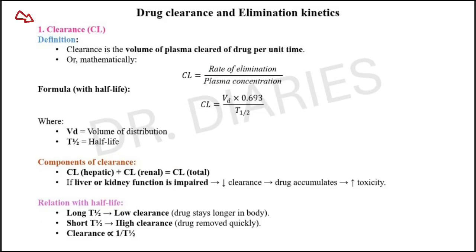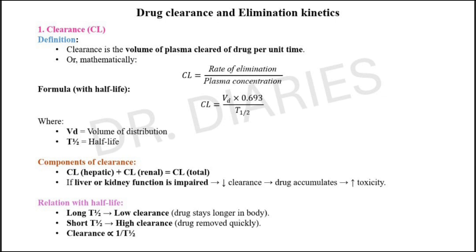Drug clearance and elimination kinetics. Clearance, Cl. Definition: clearance is the volume of plasma cleared of drug per unit time, or mathematically, Cl equals rate of elimination divided by plasma concentration. Formula with half-life: Cl equals Vd times 0.693 divided by T1/2, where Vd is volume of distribution and T1/2 is half-life. Components of clearance: Cl hepatic plus Cl renal equals Cl total. If liver or kidney function is impaired, clearance decreases, the drug accumulates, and toxicity increases.